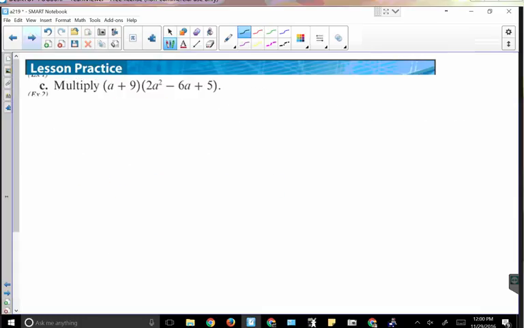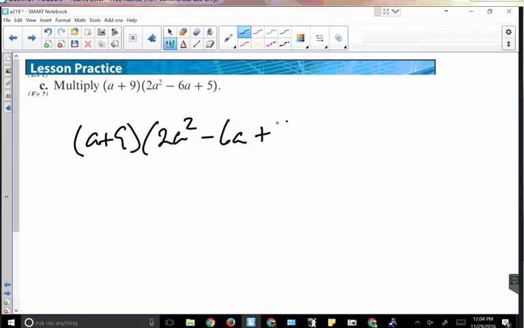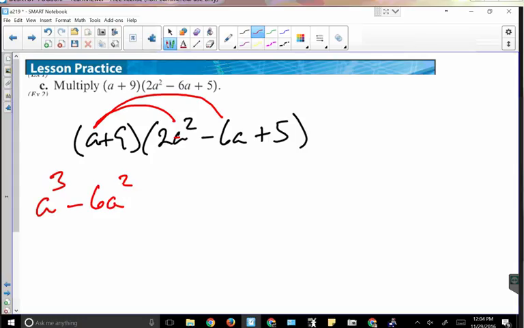All right. So I'm going to give you this one, give you a couple of minutes to work on it. Okay, here we go. I've got a plus 9 multiplied by 2a squared minus 6a plus 5. So, a times a squared. Now remember, this is going to be a cubed. So I've got 1a here, 2a's over here. So it's a cubed. When I do this one here, a times negative 6a, that's going to be negative 6a squared.